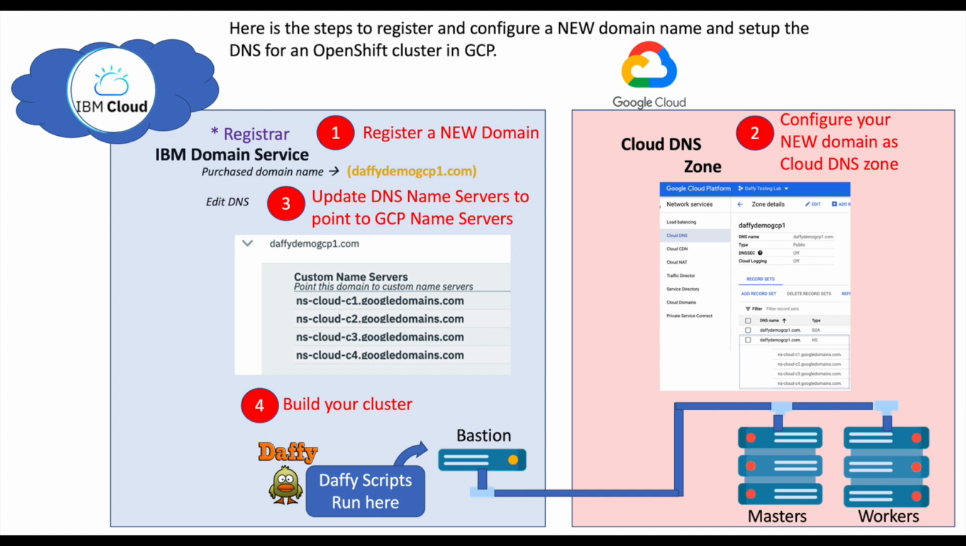Now, all I need to do is log back into IBM Cloud and update my domain to point to the Google name servers. When these three steps are completed, anytime somebody makes a request to my new domain, the request will get routed to Google's name servers for lookup.